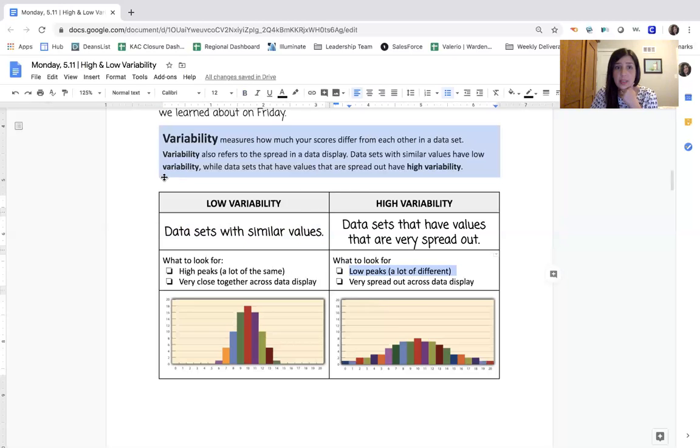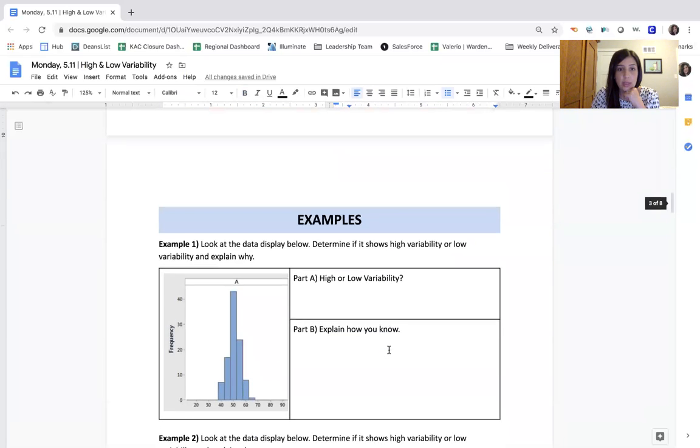Okay. This table right here is going to be really important for you to come back to as you practice on your own. So I want to encourage you to go back to these notes so that you get everything right, especially your exit ticket today. Let's do an example together.